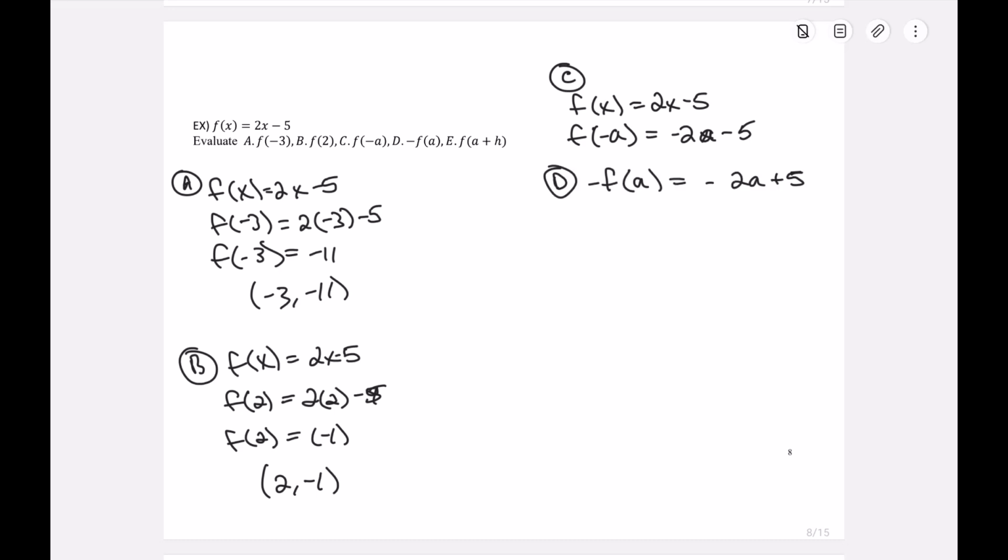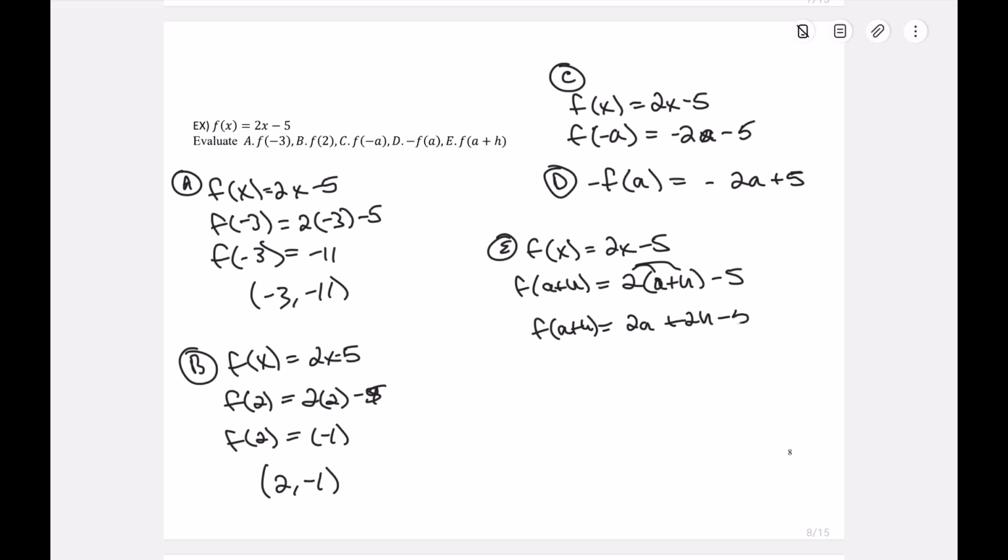Then we're given E, f of a plus h. So anywhere we see an x, we're going to plug in an a plus h. So f of a plus h is 2 in parentheses a plus h, minus 5. We would take our 2 and distribute it into both of them. And so our answer for f of a plus h would be 2a plus 2h minus 5.